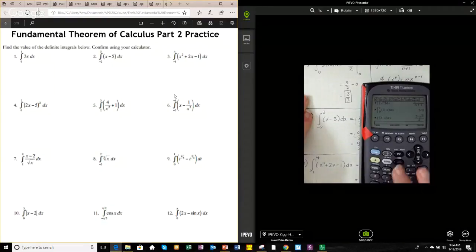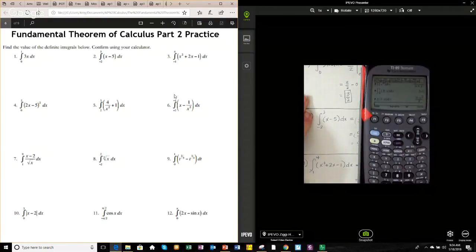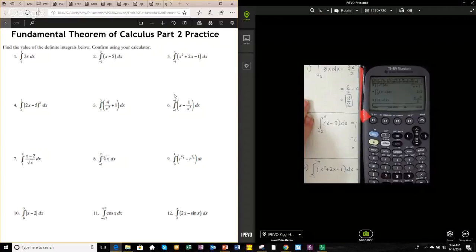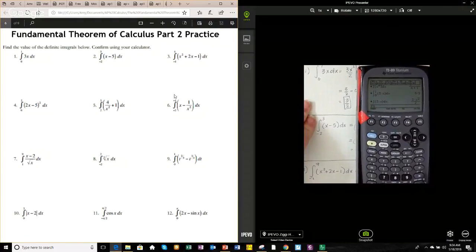But let's try. So this, and there's a hotkey here. If you look at your calculator pretty closely, if you hit the second button and above the number 7, you'll see a little integral. So I'm going to use second number 7. I call that the Joe Calpin key because he showed me how to do that many years ago. And I'm making him famous now.